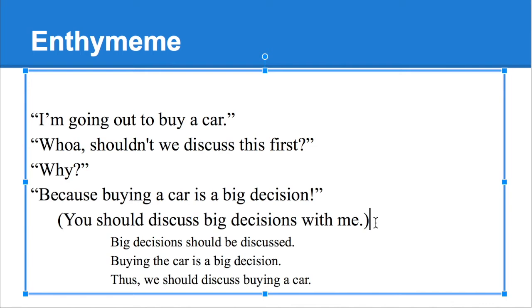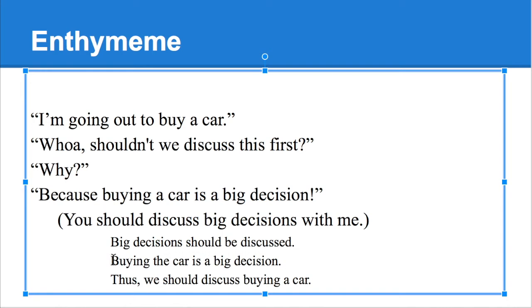But the implied assumption is that you should always discuss big decisions, right? So if we paused their conversation and wrote this out as a deductive argument, we would write, big decisions should be discussed. It's a general rule. People should follow that rule. It's common courtesy, right? In this specific case, buying a car is a big decision.